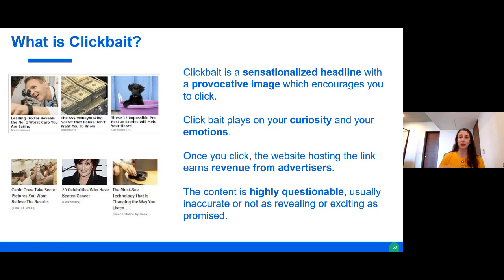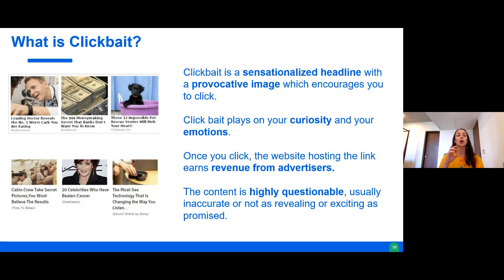They play on your emotions, like these 12 images of cute puppies that will melt your heart. However, when you click these, oftentimes it leads you to some very nonsensical article, it doesn't make any sense, the thing that you have clicked through to. What it does do, however, is give ad revenue to the people who have put these articles up.